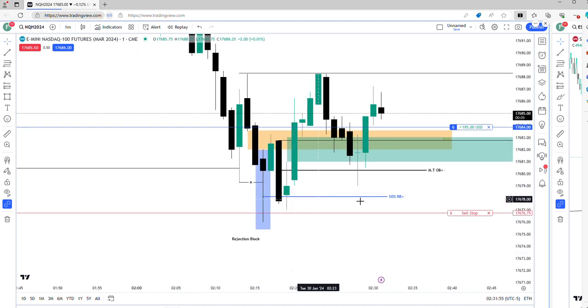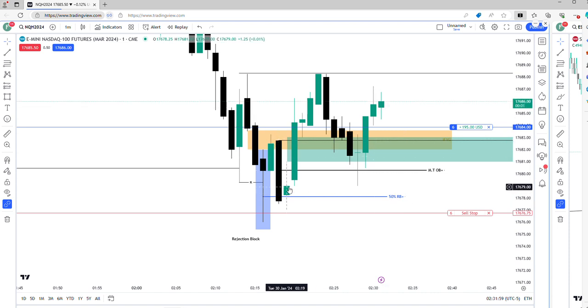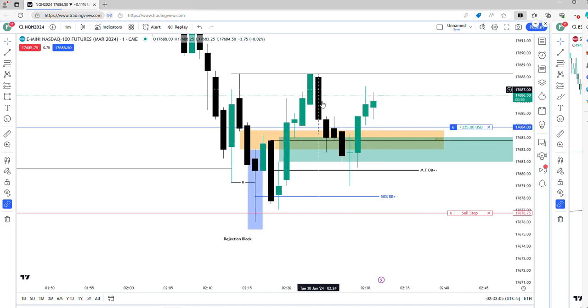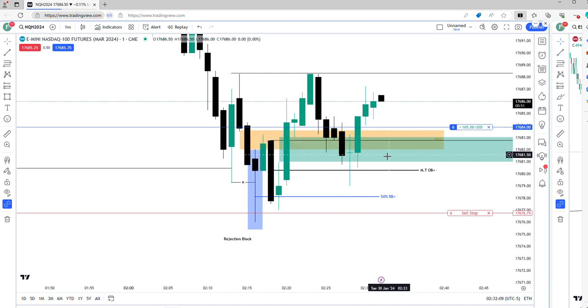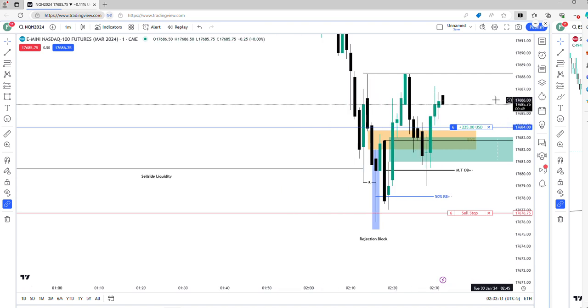So I measured the consequent encroachment or halfway point. Yes, we came down, we breached it, but the next candle rejected from this. That was the first, I guess, inkling. And then when price came back up and then we retraced back in, it gives you another opportunity to enter from this inversion fair value gap and this bullish gap. So that's kind of where we're sitting at this point.